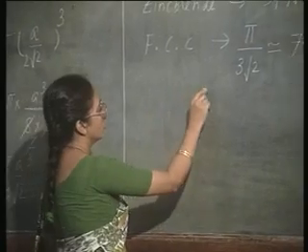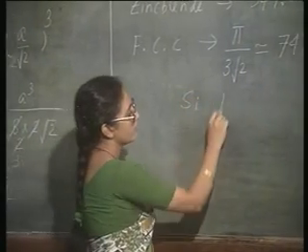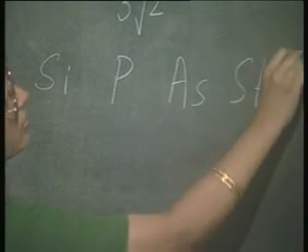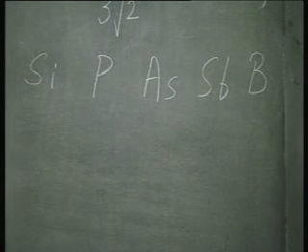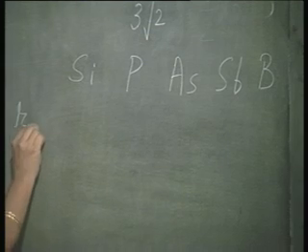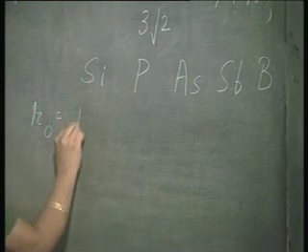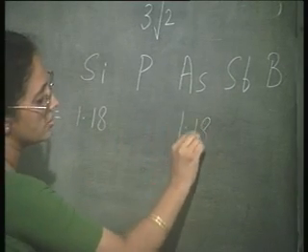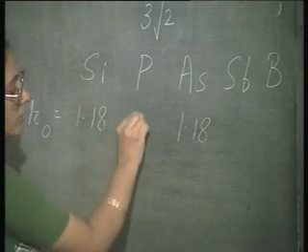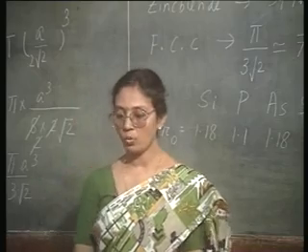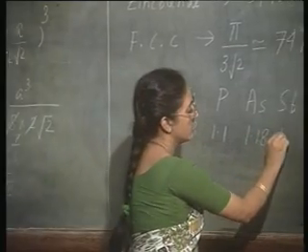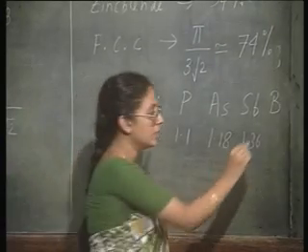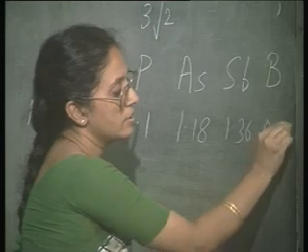So, silicon, phosphorus, arsenic, antimony and boron. For silicon, it is 1.18. For arsenic also, this is 1.18. For phosphorus, this is 1.1. For antimony, this is 1.36, and for boron, this is only 0.88.